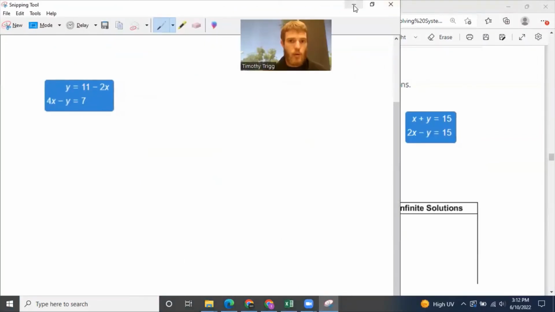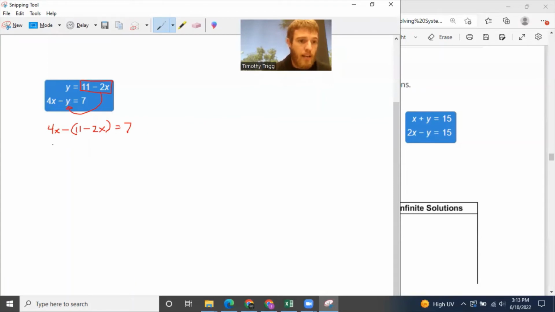So for this one, I would actually go about this by using substitution. Hopefully you watched the previous lesson on that. But I would go ahead and replace this y here with what y equals here. The reason I would use substitution here is because it's kind of set up to do substitution in that one of your variables is already by itself. So I'm just rewriting this bottom equation, replacing the y with what y equals from the first equation.